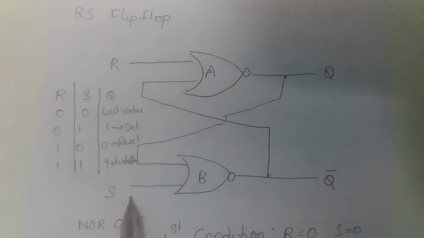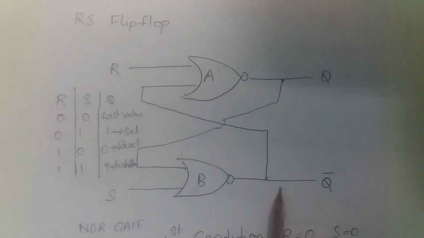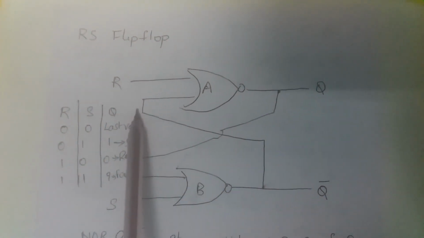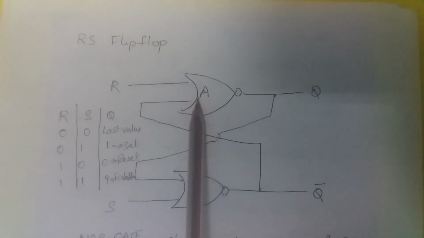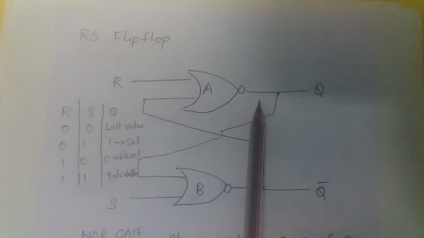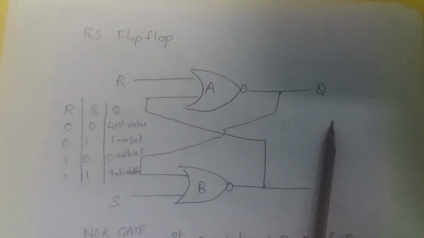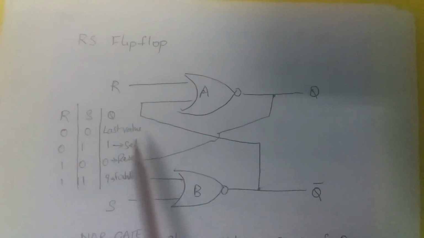Now if R equals 0 and S equals 1, what happens? Since S is 1, the output of NOR gate B goes low. This is one of the inputs to NOR gate A, and R is 0 anyway, so the output goes high. So when S is high, Q is high. That is the set state.